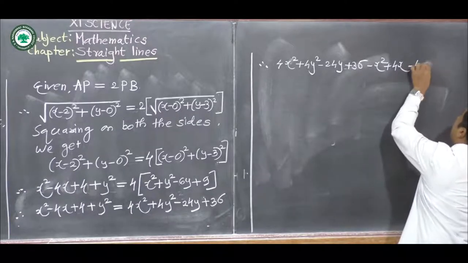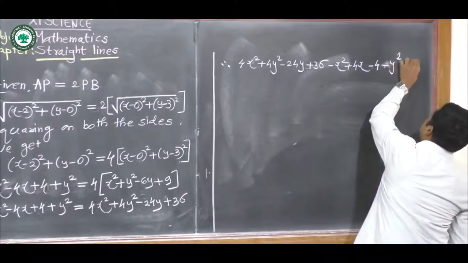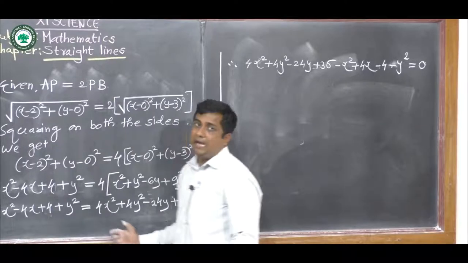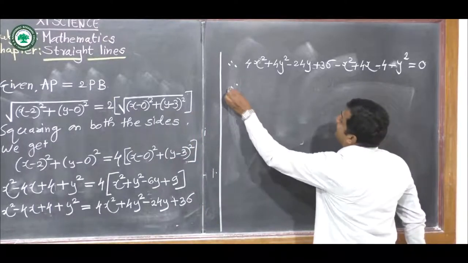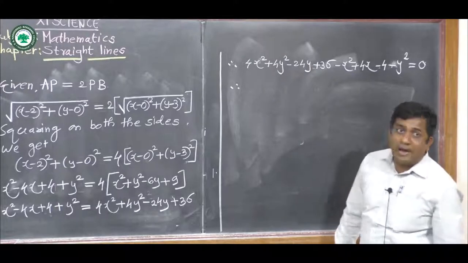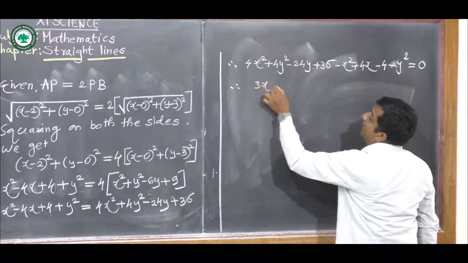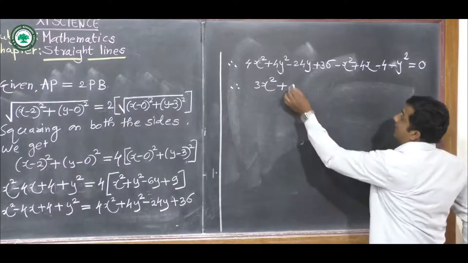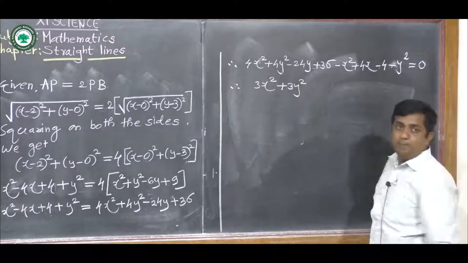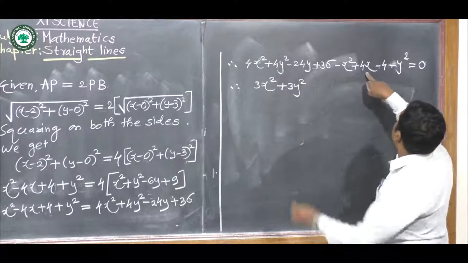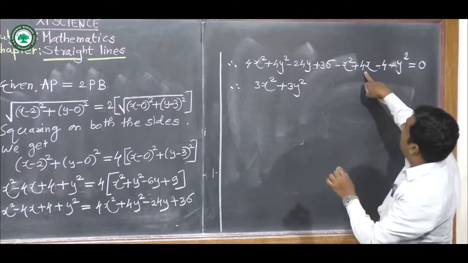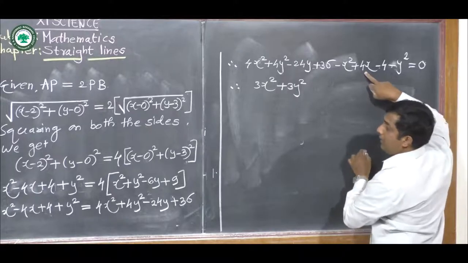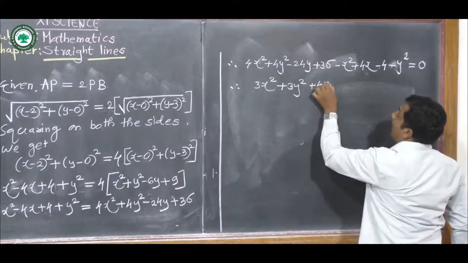Then plus y square minus y square, and this is equal to 0. Remember, we consider each part of LHS in RHS. So in the next step, we know 4x square minus x square is 3x square, then 4y square minus y square is 3y square. Then here we have plus 4x only.